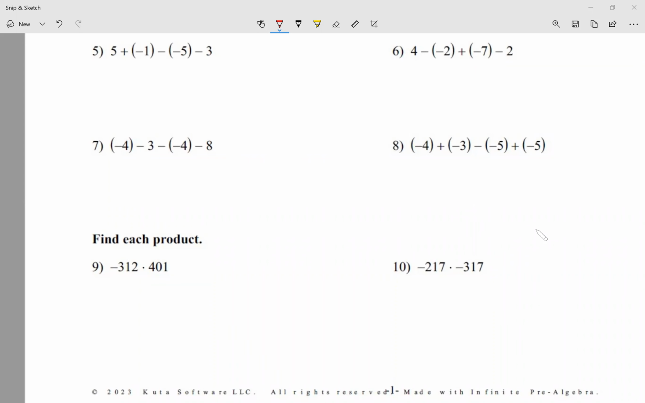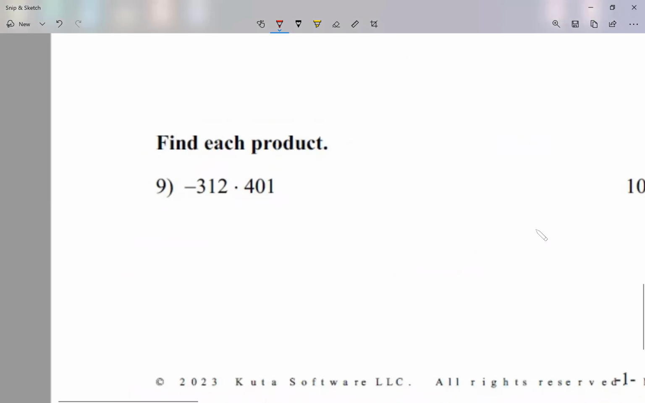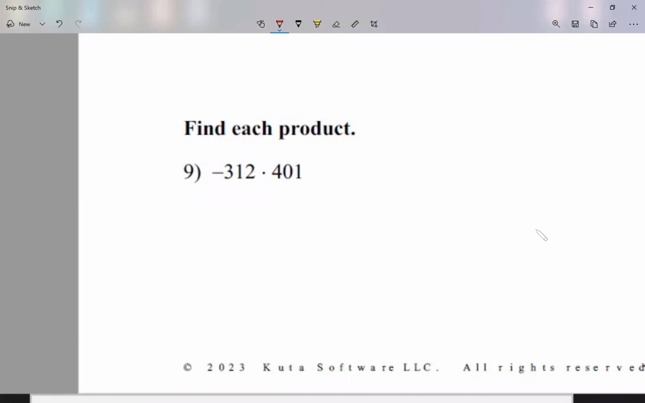I want us to be able to multiply whole numbers, right? Sometimes I'm going to deal with negative signs. Sometimes I'm going to deal with positive signs. I just want to show you guys a cool way to multiply it. Probably you guys haven't seen this method before.